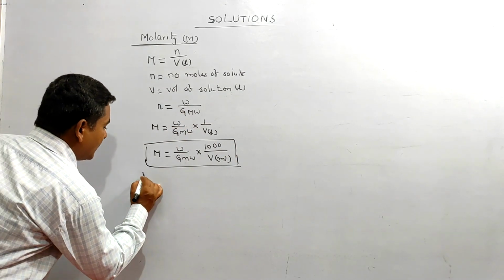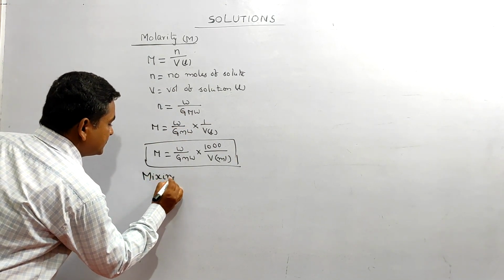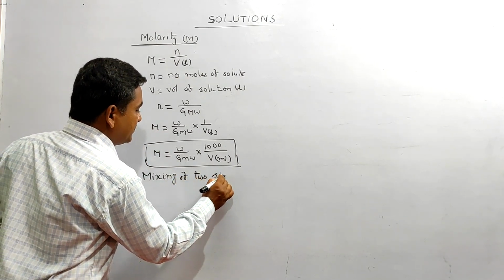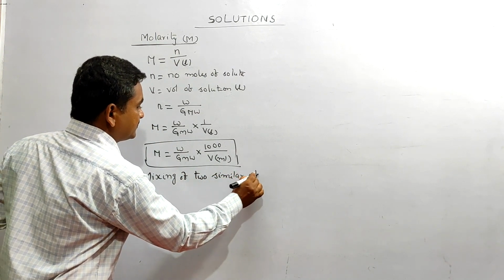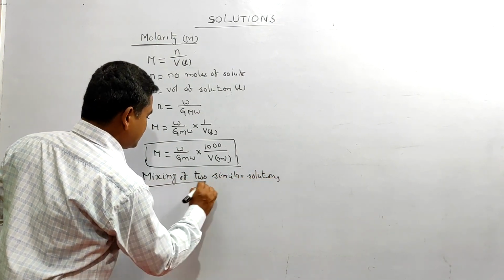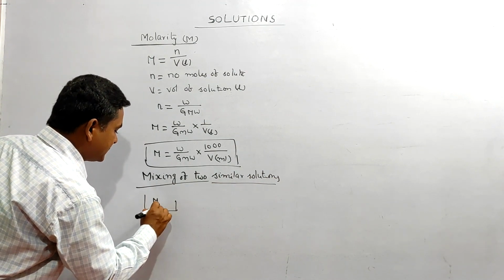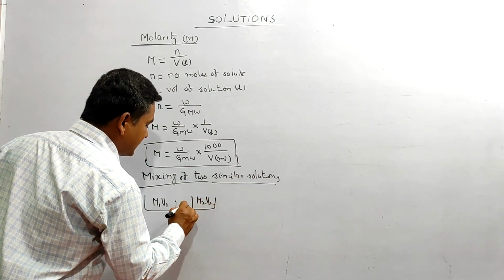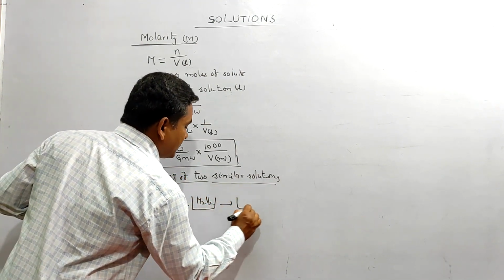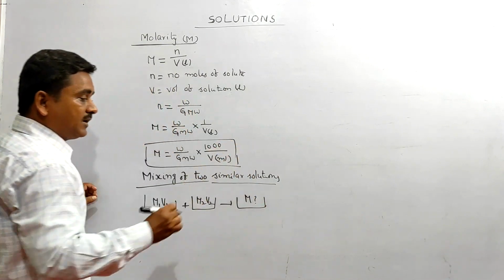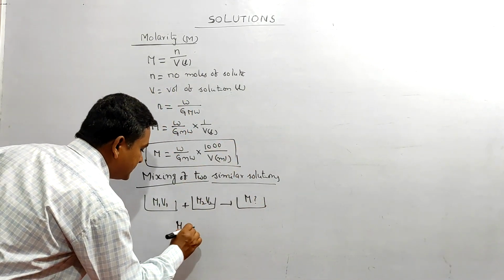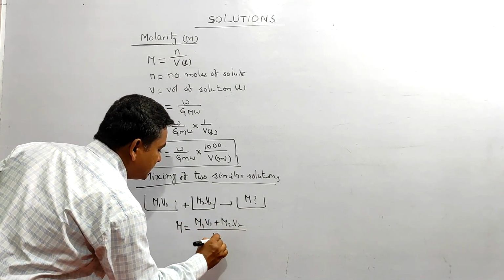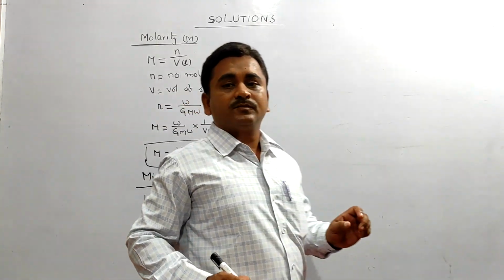Let us see how to find molarity when mixing two similar solutions. There is a solution of M1 concentration and V1 volume. It is mixed with solution of M2 concentration and volume V2. How to calculate molarity of resultant solution? That is M is equal to M1 V1 plus M2 V2 by V1 plus V2.